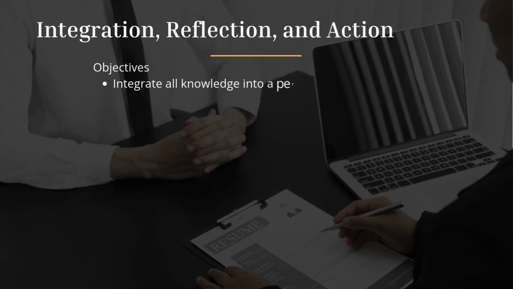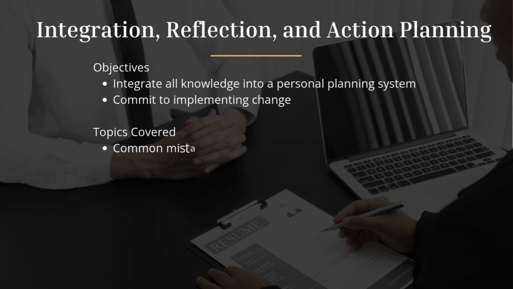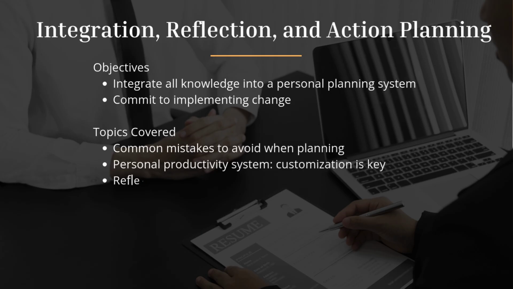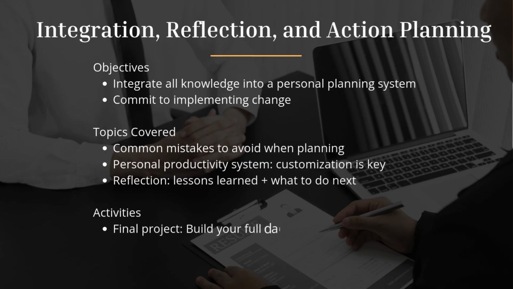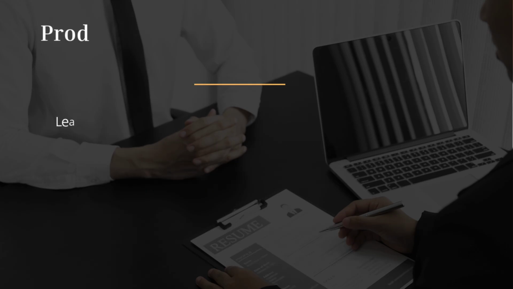Integration, reflection, and action planning. Objectives. Integrate all knowledge into a personal planning system. Commit to implementing change. Topics covered: common mistakes to avoid when planning, personal productivity system, customization is key, reflection, lessons learned plus what to do next. Activities. Final project: build your full daily and weekly planning system. Group sharing plus feedback session. Post-course self-contract and accountability partners.